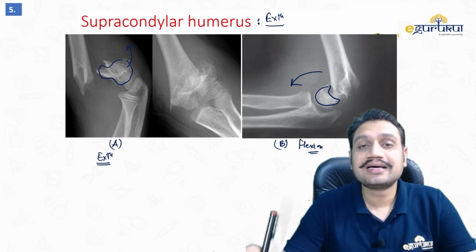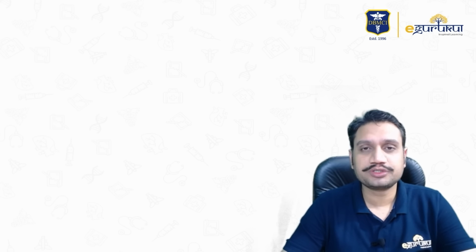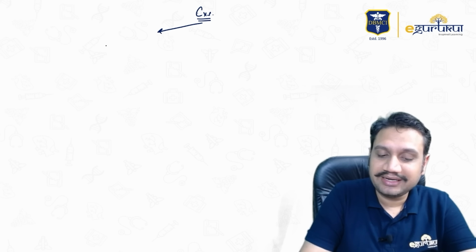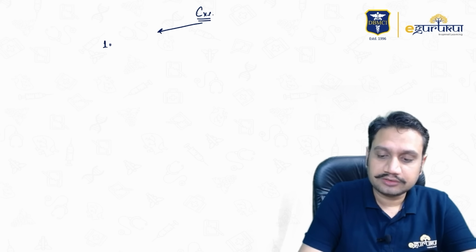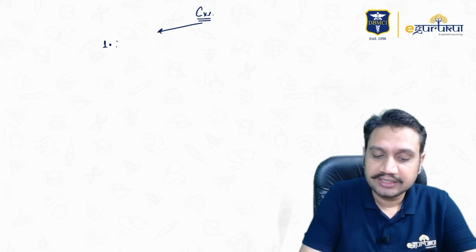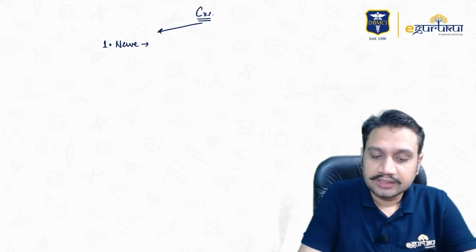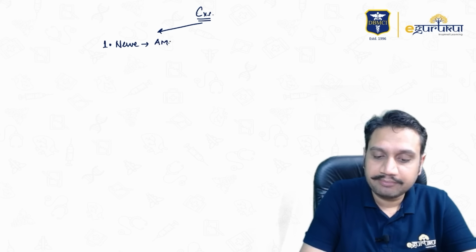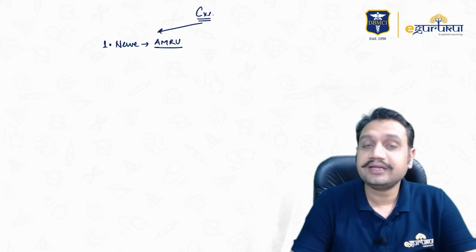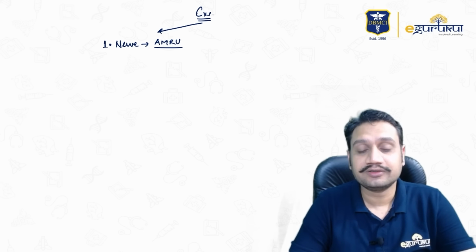Okay, and the complication which is related to them is most important. So please remember the complications which are a part of supracondylar injuries, which can be number one, the most common, the acute case, you can say immediate complications, they can be the nerve involvement. Nerve, it is AMRU, I hope you remember it, anterior interosseous nerve, followed by median nerve, followed by radial nerve, followed by ulnar nerve. Okay.